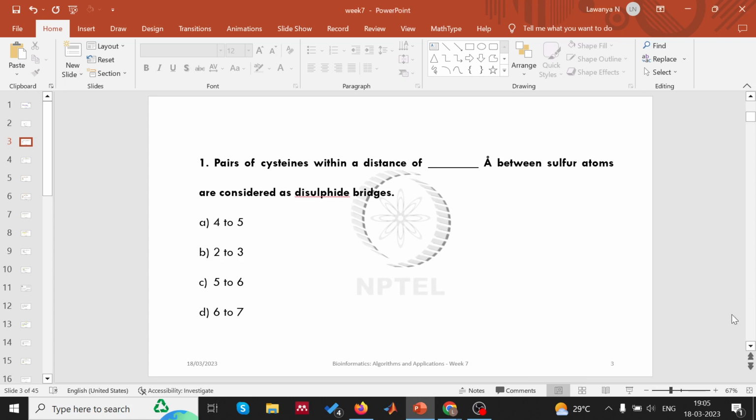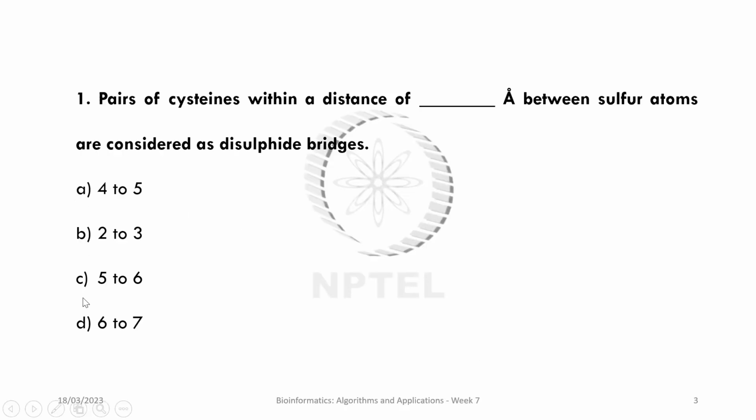Getting back into the question. Last week we had seen that 5.3 angstrom is required for sulfur aromatic interactions, right? So between sulfur atoms, the minimum distance required or the cutoff distance is generally maintained between 2 to 3 angstrom, right? Let's move on to the next question.